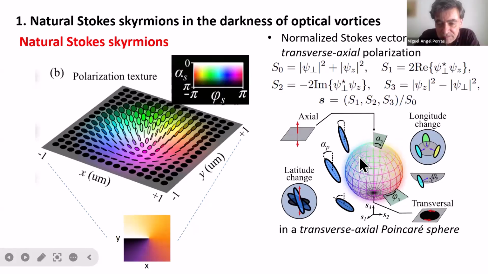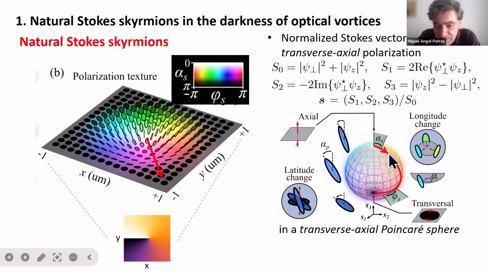We can construct a Poincare sphere of transverse axial polarization, representing all possible states of transverse axial polarization with, this is important, not all possible states of polarization, of course, with the given transversal polarization, which may be circular, elliptical, or linear. Important point is that the antipodes are always orthogonal.